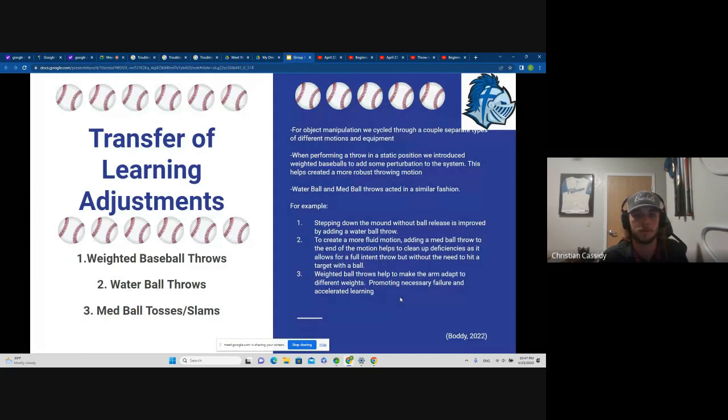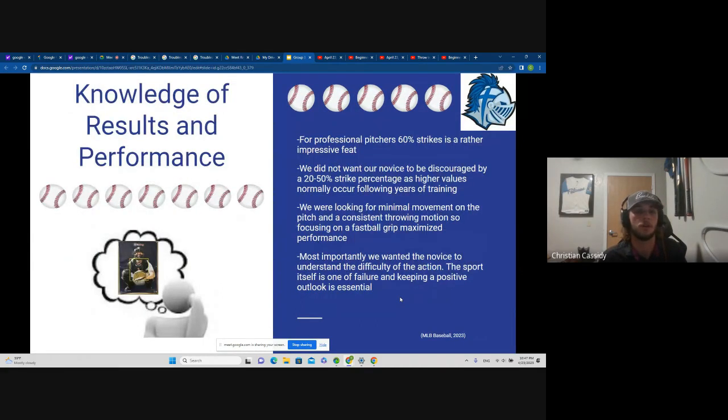So the weighted ball throws help to make the arm adapt to different weights, promote necessary failure and accelerated timing. So those are our transfer of learning adjustments. Okay. So our knowledge of results and performance, this is what we want to dive into now.